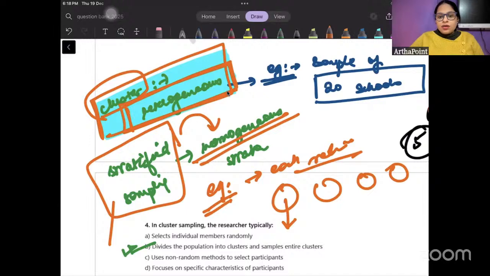ठीक है बेटा, जो भी सैम्पलिंग टेक्निक्स अभी नहीं कवर हुई हैं, once we do all MCQs they will be covered, don't worry. Yes, homogeneous group, strata, heterogeneous group, clusters, absolutely.